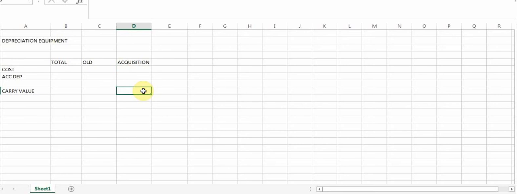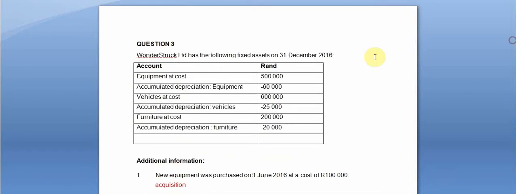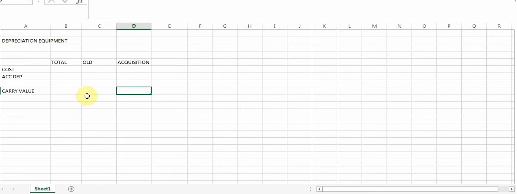If I look at the little summary given to me at the beginning of the question, you will find that the total cost price is 500,000 Rand on 31st December. So I'm going to say the total 500,000, and they give me the price of the acquisition in the additional information note number 1, and they tell me it's 100,000 Rand. Then I automatically know if my total is 500,000, I've purchased a new one for 100,000. That leaves me with old equipment worth 400,000 Rand.